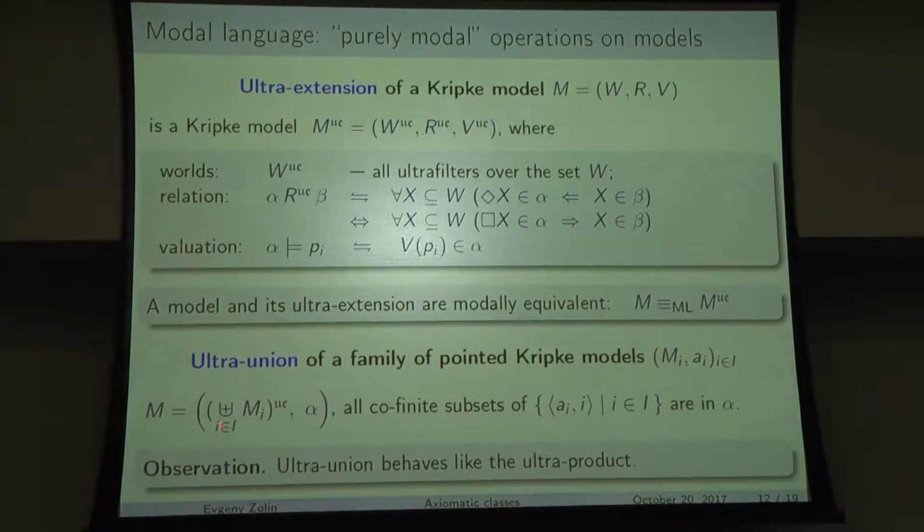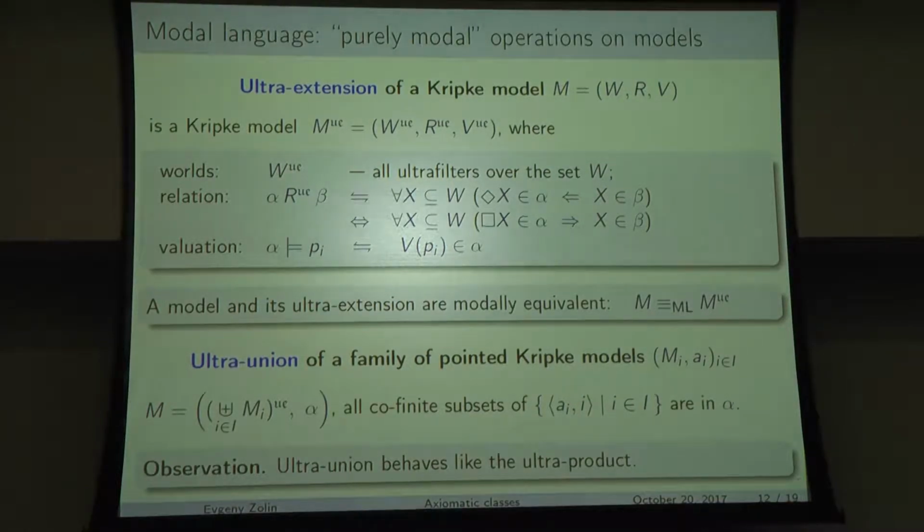So first we take the disjoint union, then the ultra extension, and we also need a fixed point, some distinguished point in this model, an ultrafilter. This can be taken as an arbitrary ultrafilter that contains all cofinite subsets of this set. And this new operation, in fact, is not, strictly speaking, an operation. It is non-deterministic. This alpha can be taken in many different ways. But this non-deterministic operation behaves much like the usual ultraproduct.